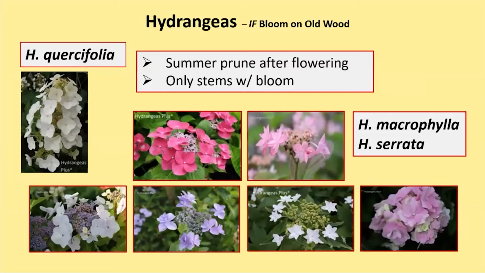And if the hydrangea blooms on old wood, which means the branches that grew last year, not this season, that would include oak leaf hydrangea, quercifolia, and big leaf, macrophylla, and serrata, I think the mountain hydrangea, with flowers looking like these, then we want to prune after flowering, and we only prune the stems with bloom.